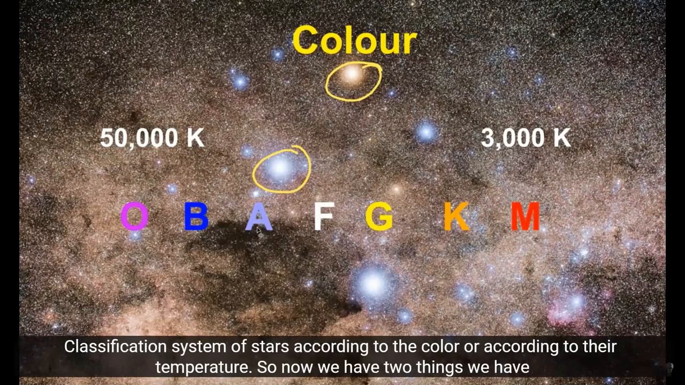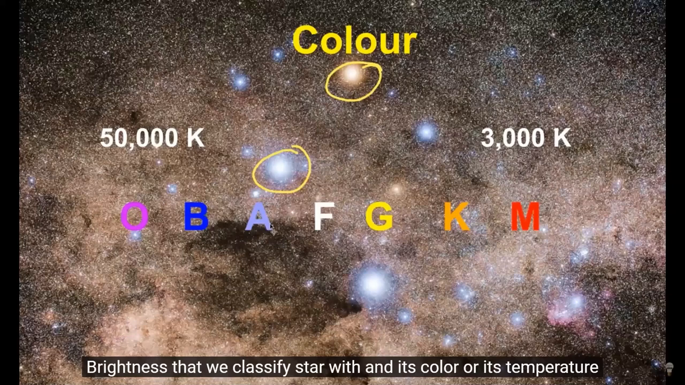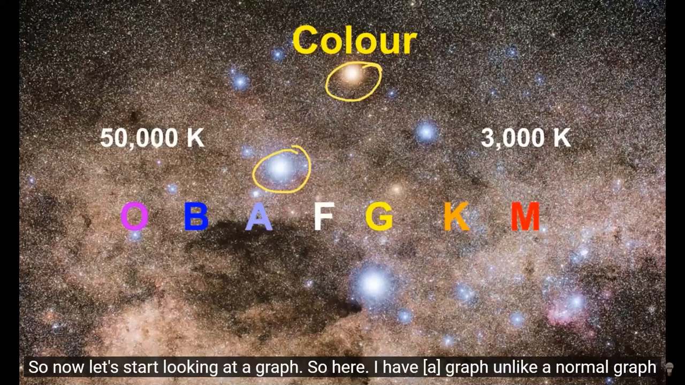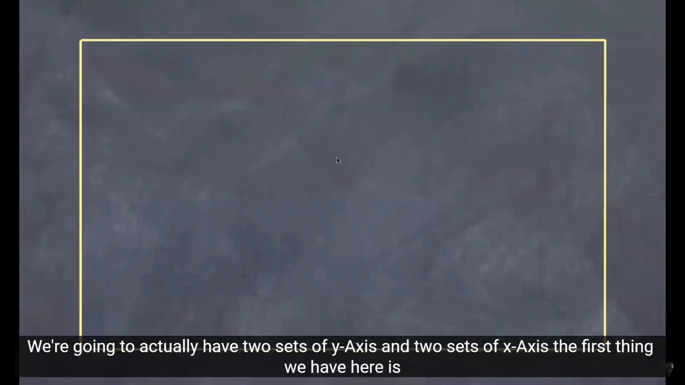So now we have two things. We have brightness that we classify a star with, and its color or its temperature. So now let's start looking at a graph. So here I have a graph. Unlike a normal graph, we're going to actually have two sets of y-axis and two sets of x-axis.